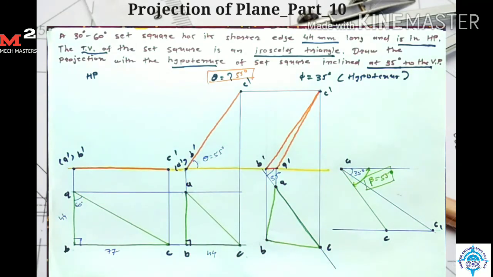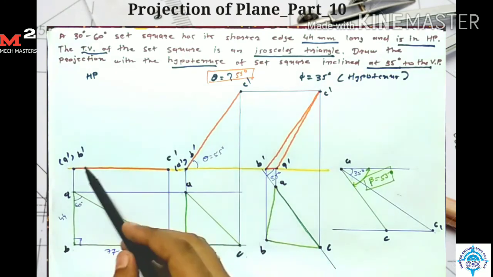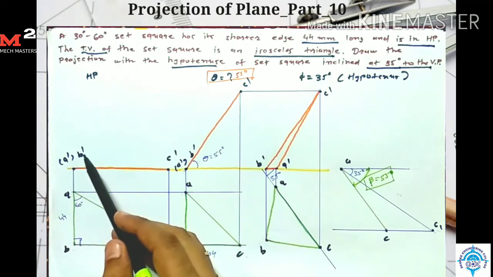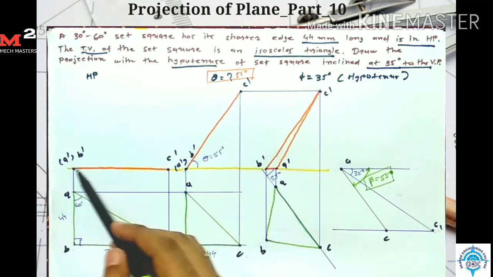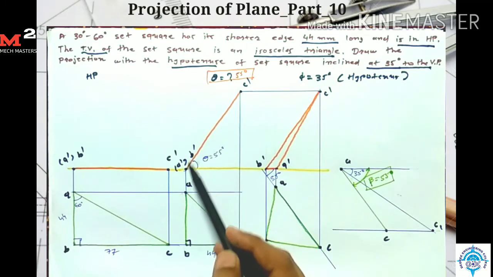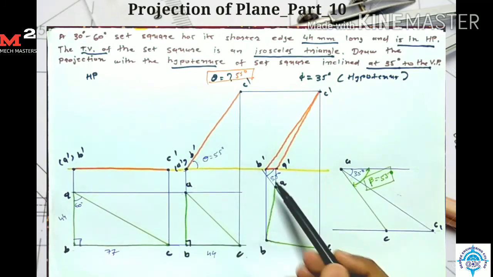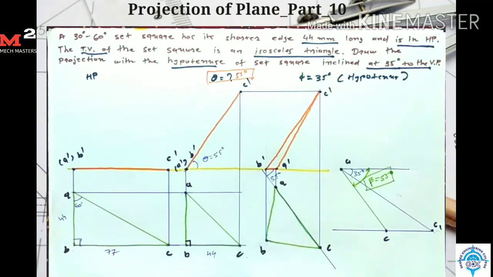Before ending, I just check that the side on which the plane is resting is always on the reference line. Here the plane is resting on side AB. In the first stage, points A dash and B dash are on the reference line. In the second stage, points A dash and B dash are on the reference line. In the third stage, points A dash and B dash are on the reference line. So here I complete this problem.